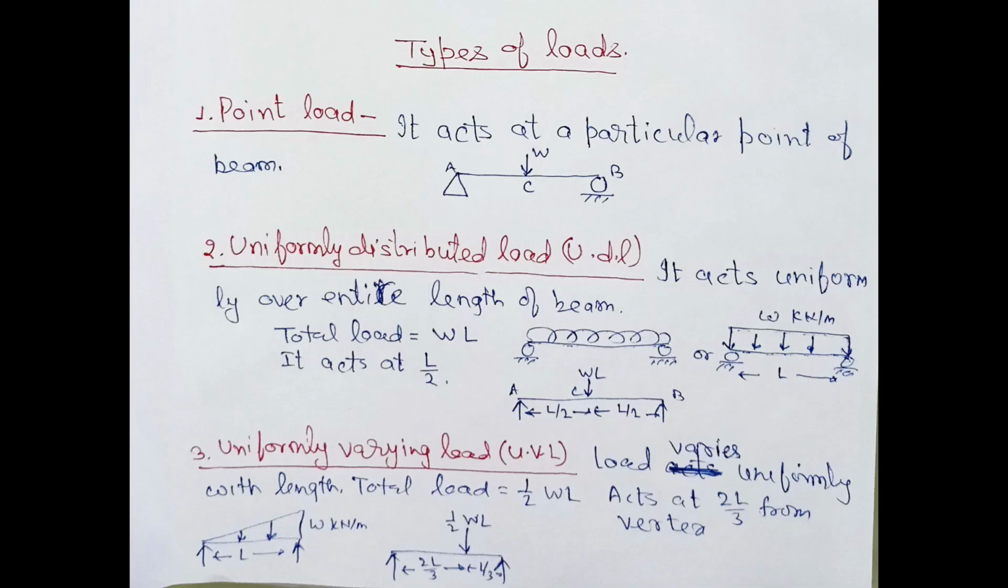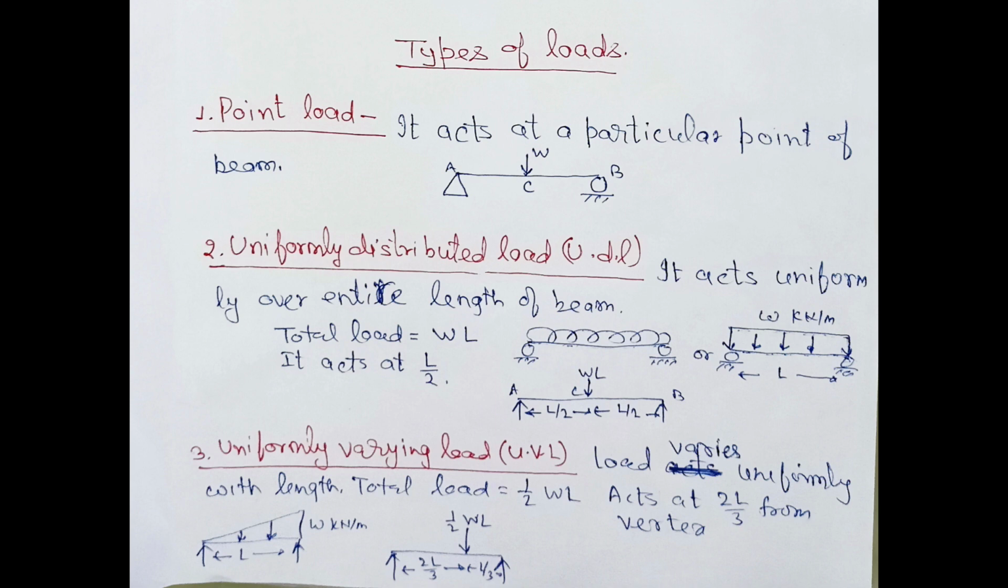Now we will discuss types of loads. First one is point load. A point load is a load which acts at a particular point of the beam. As you can see in the diagram, we have a beam AB. At point A, we have simple support. At end B, we have roller support. And at point C, we have a point load of W kilonewton. So when the load acts at a particular point of the beam, this is called point load.